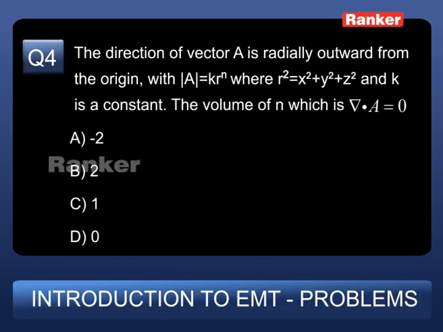Question number 4. The direction of vector A is radially outward from the origin with magnitude of A, that is, magnitude of A equals k into r power n, where r square equals x square plus y square plus z square and k is constant. The value of n for which del dot A equals 0 is option A minus 2, option B 2, option C 1, option D 0.